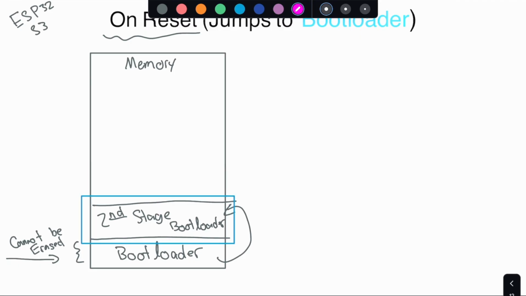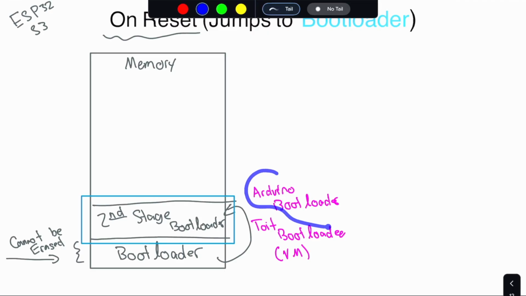This second stage bootloader, for example, could be the Arduino bootloader. Or maybe the Toit bootloader. And they, in their documentation, usually refer to it as the Toit virtual machine. We'll talk about it more when we get to the Arduino bootloader portion of our lecture. So I'm just going to skip this for now and say that the second stage bootloader can really be whatever you want it to be.